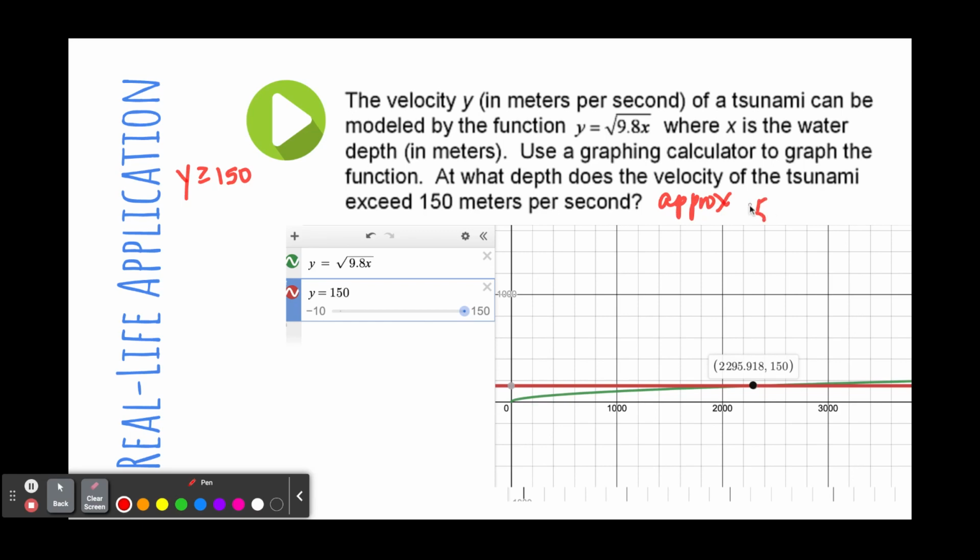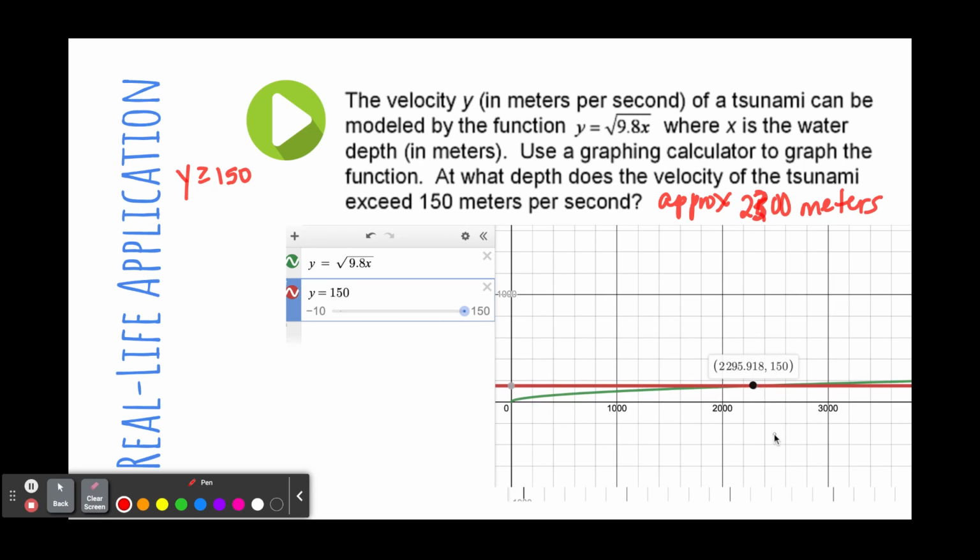approximately, oops, I do not know what just happened. Okay, let's correct this. 2,300 meters. All right, so at approximately 2,300 meters, we can see that happening.